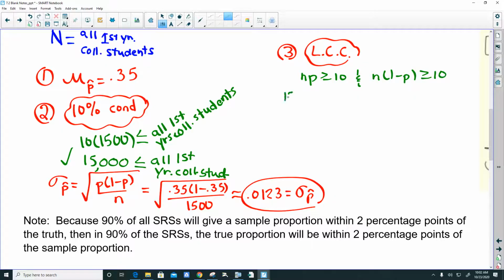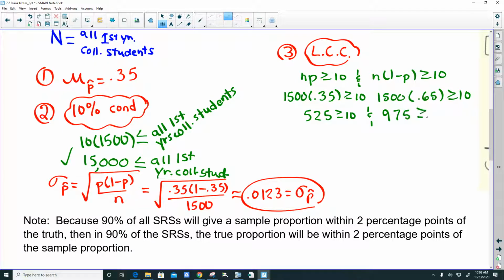So with my substitutions, I need to show that that's true. And then I'm just going to fill in 1 minus p would be the 65%. So 1,500 times 0.35 is 525, well over 10. And 1,500 times 0.65 is 975, and well over 10. So I can check off that the large counts condition is met, which means my conclusion in terms of shape, I can call this approximately normal.